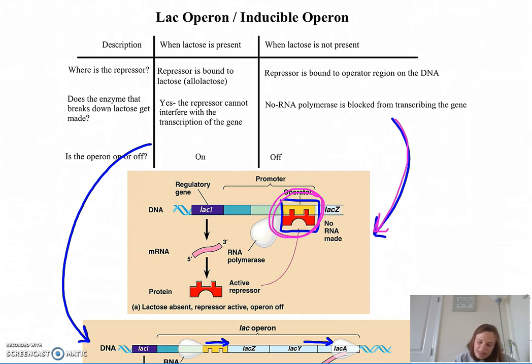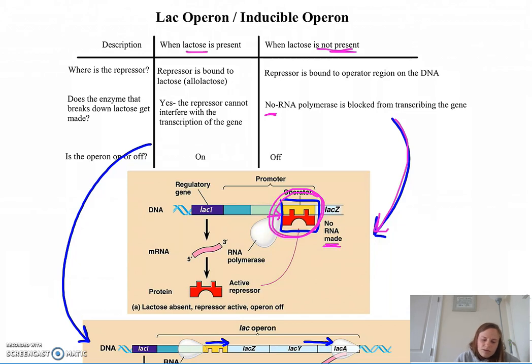And then does this enzyme that's going to break down lactose get made? No. The RNA polymerase is blocked. I cannot have my RNA polymerase pass the operator. So no RNA is going to be made. Therefore, no protein is going to be made. In this case, the protein is the enzyme that breaks down lactose. But we don't need it because lactose is not present.